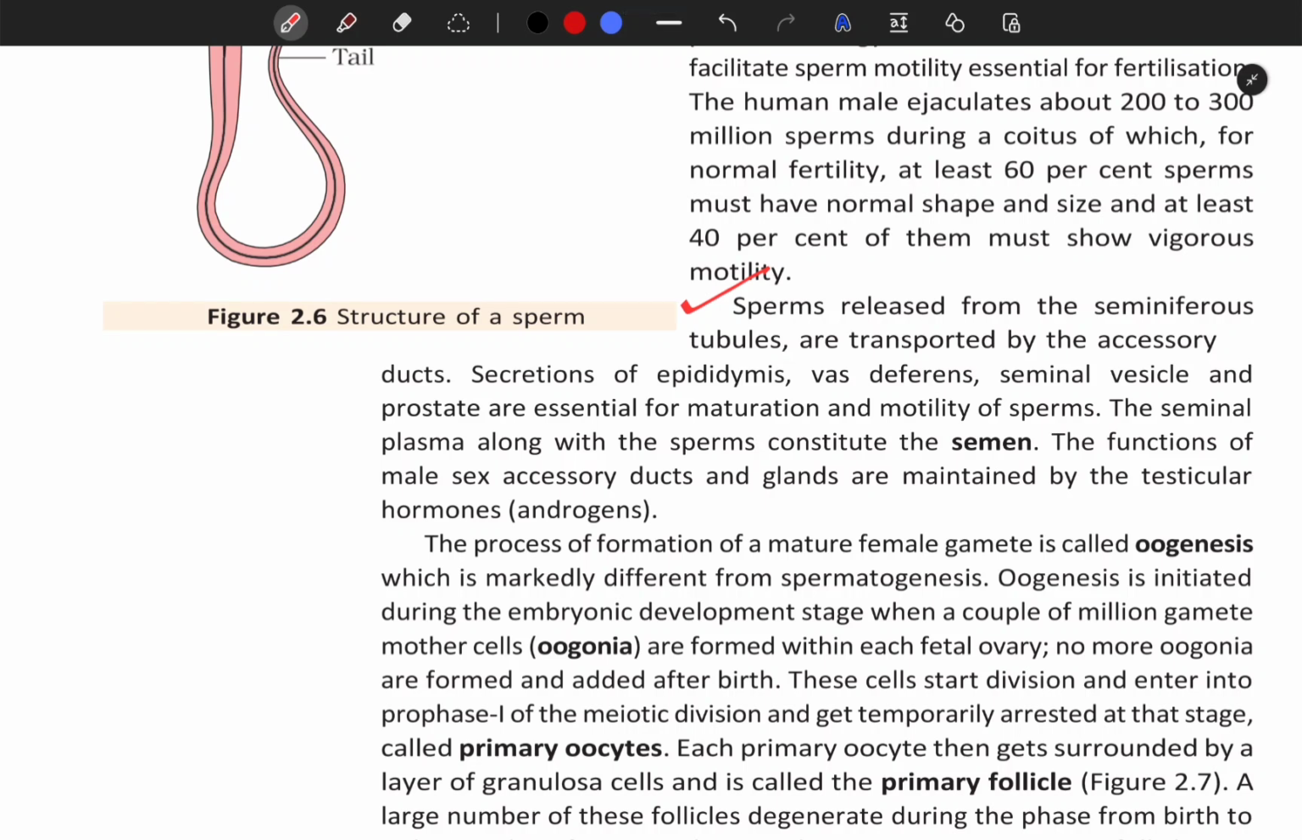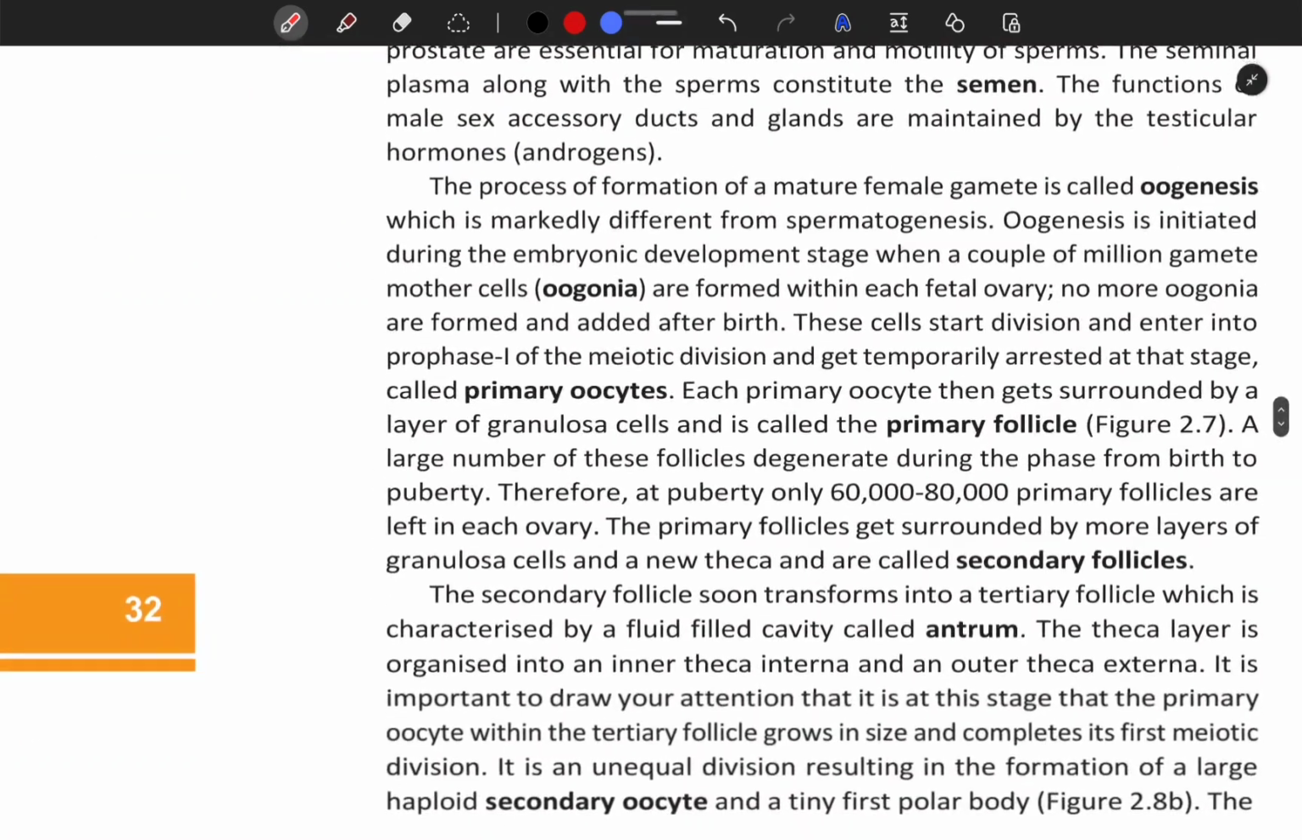Secretions of epididymis, vas deferens, seminal vesicle, and prostate are essential for maturation and motility of sperms. The seminal plasma along with the sperms constitute the semen. The functions of male sex accessory ducts and glands are maintained by the testicular hormones, that is androgens.